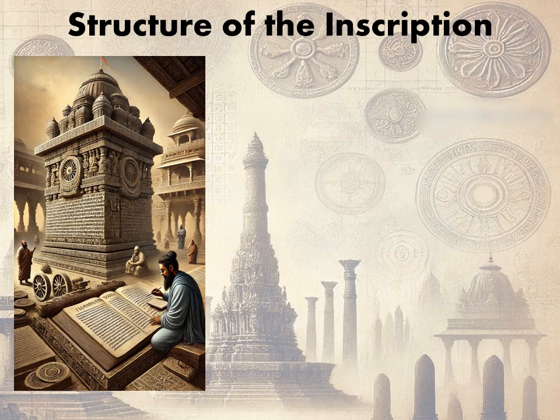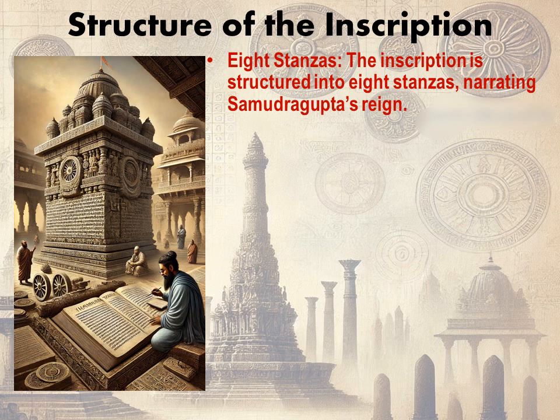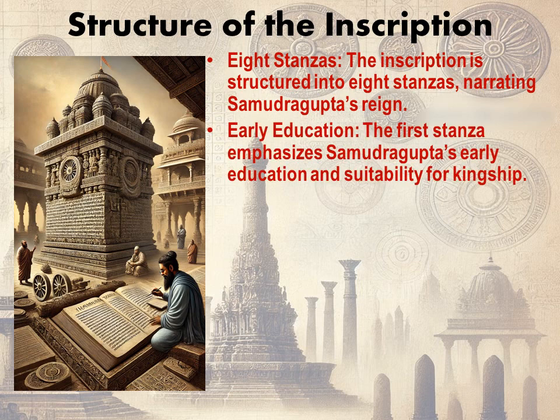Structure of the inscription. What was the structure of the Allahabad Pillar inscription? The inscription is structured into 8 stanzas narrating Samudragupta's reign. The first stanza emphasizes Samudragupta's early education and suitability for kingship. So, his early education, and how he is suitable for being the king of the Gupta dynasty, has been mentioned in the first stanza.